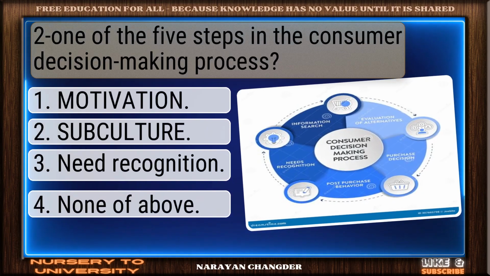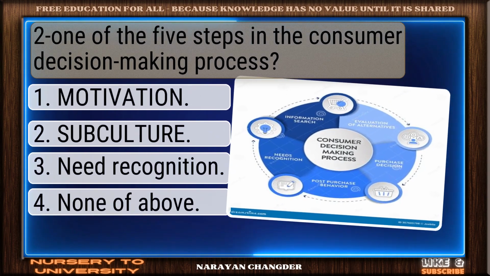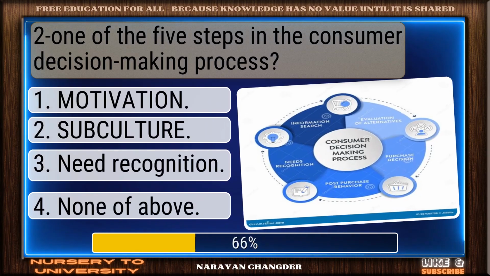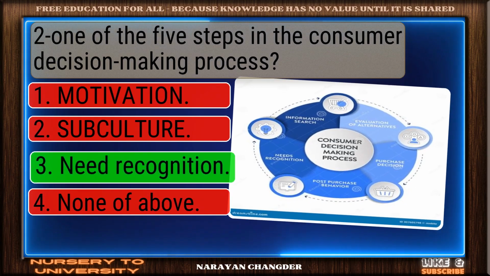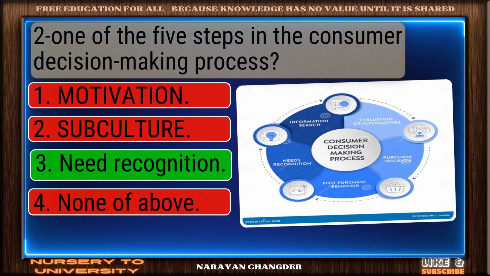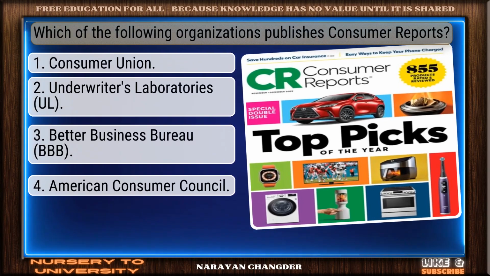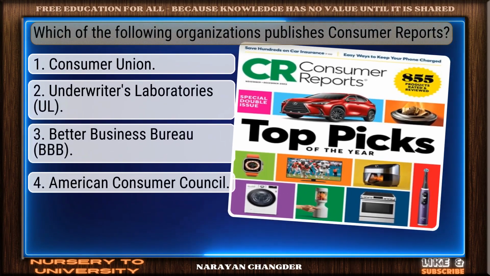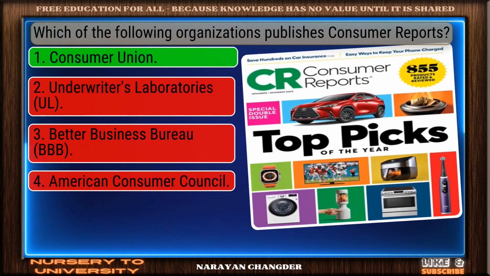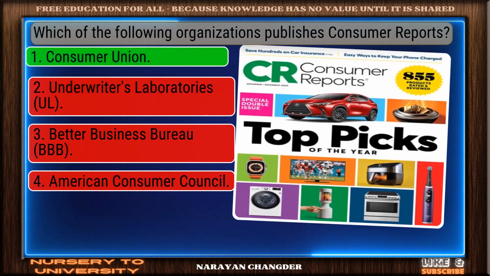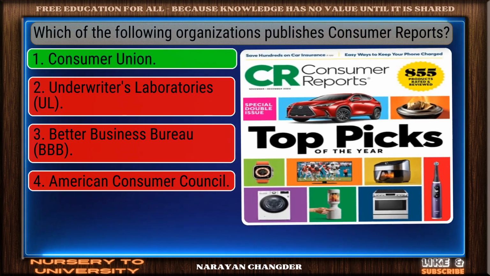Which one of the 5 steps in the consumer decision-making process? Right choice. Need recognition is the best answer. Which of the following organizations publishes consumer reports? Clear logic. Your choice consumer union is sound and 100% true.